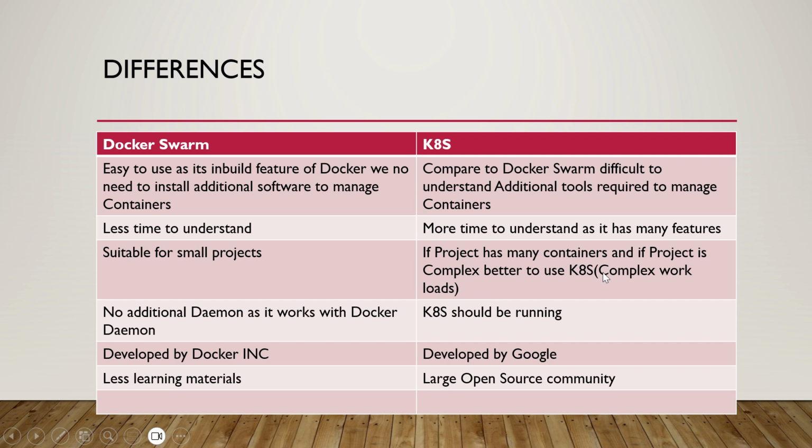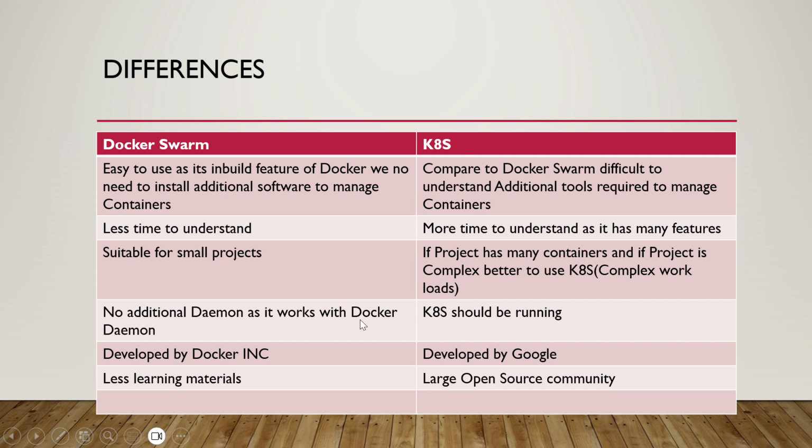That means if you are working on a very big project and you expect more workload and a huge number of containers, then it is better to go with Kubernetes. For Docker Swarm, no additional daemons are needed as it works with the Docker daemon only, as we have seen. But for Kubernetes, it also should be running.